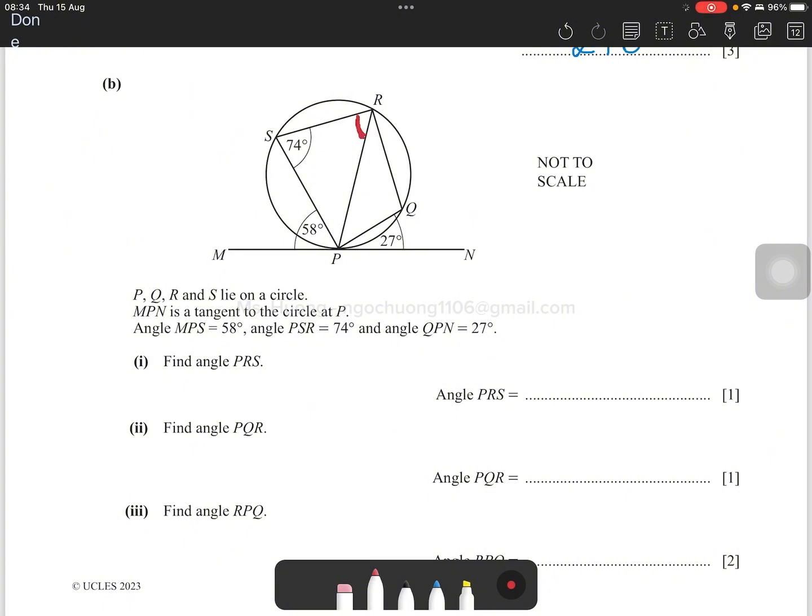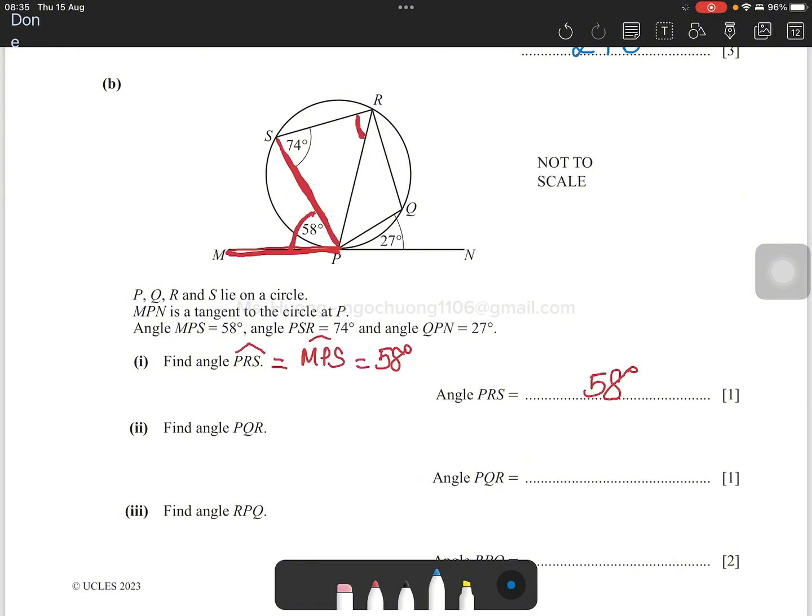We see that the angle PRS is the angle at the circumference subtended by the chord SP. And the chord SP and the tangent PM also form an angle of 58 degrees. This means the angle PRS is equal to the angle MPS. So it is also equal to 58 degrees.